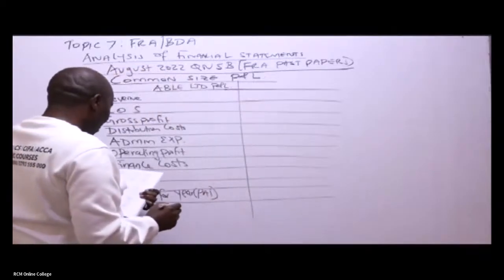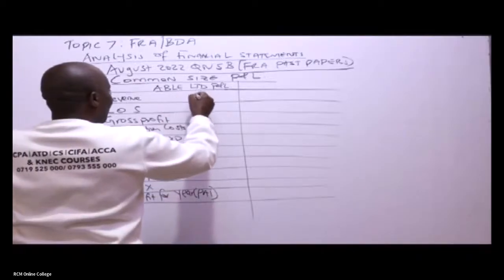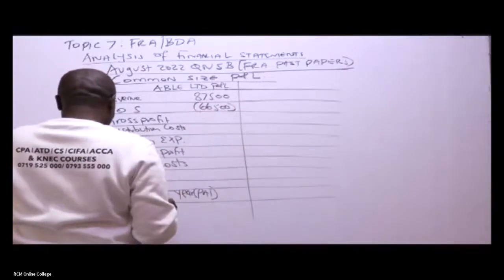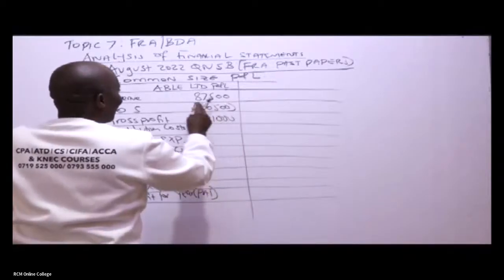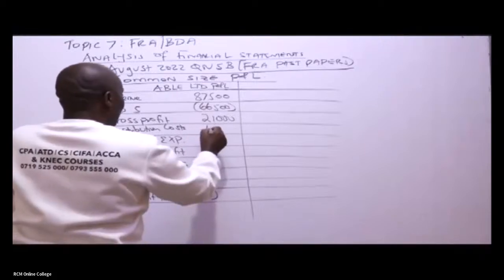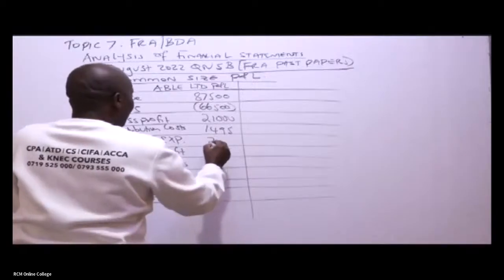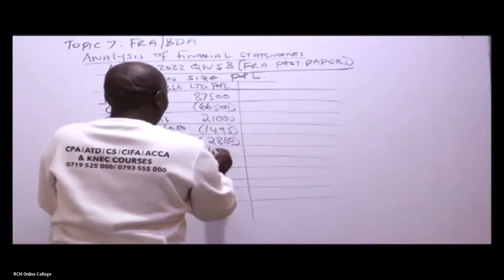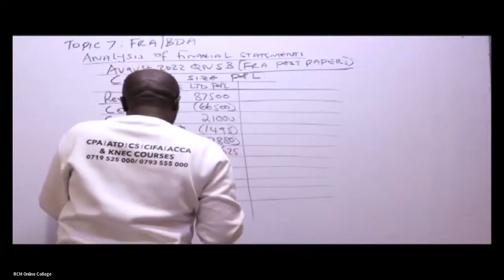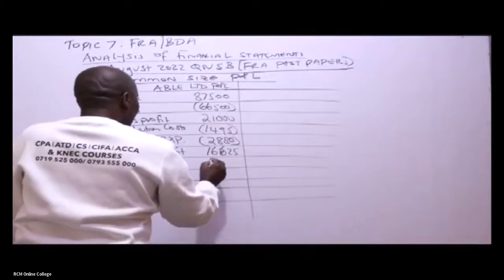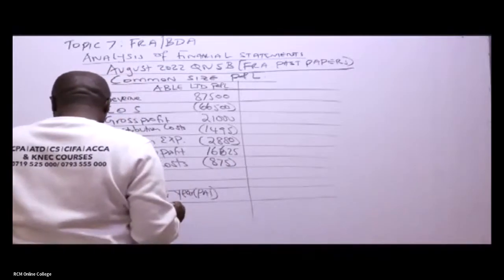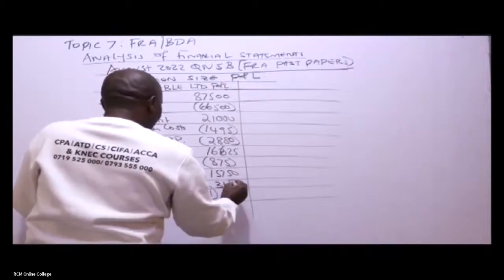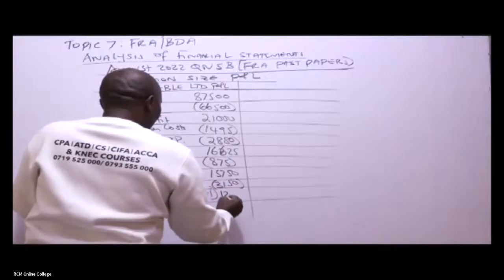So then we have our revenue for Able in shillings thousands. I can see 87,500. I can see 66,500. BDA students are not copying anything, you already have the question paper. 21,000. This minus this gives me 21,000. Then I can see 1,495 and 2,880. The two are being deducted to give us an operating profit of 16,625. Of which I can see the finance cost is 875, giving me a profit before tax of 15,750. And then we have here 3,150, the tax, giving us 12,600.